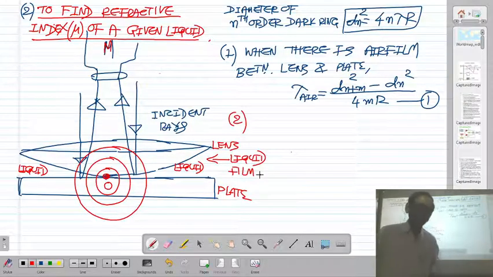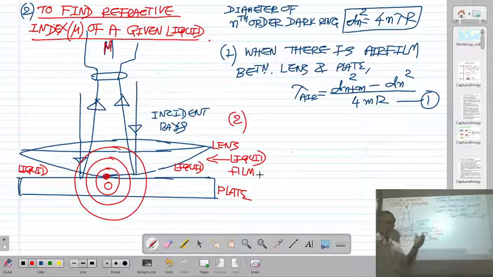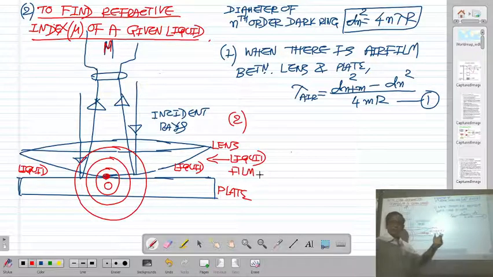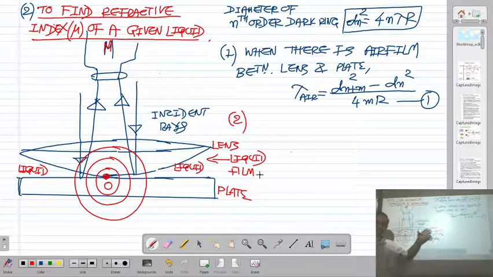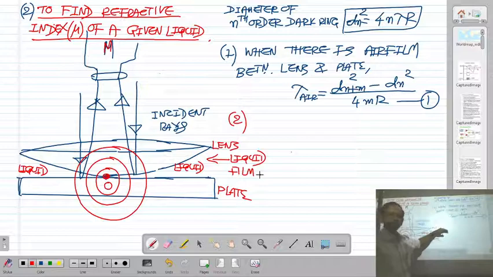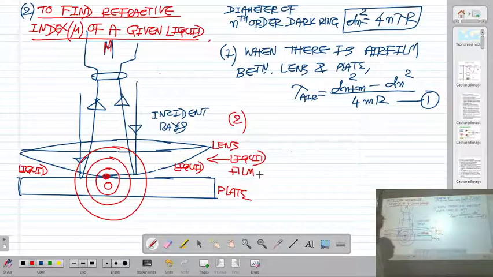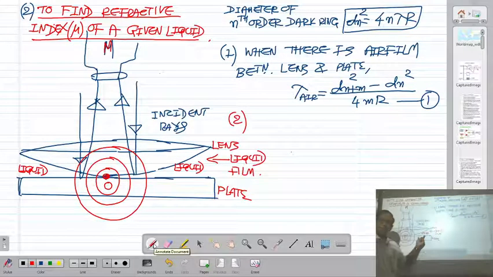Suppose you are given glycerin. You put some glycerin on the optically plane glass plate and then you put a plano convex lens on the glass plate on which glycerin is kept. A thin film of glycerin is formed between lens and plate. Now when instead of air film, a thin film of water or glycerin is formed between lens and plate, the diameter of the rings is going to change. So when you put the liquid between lens and plate, a liquid film is formed and the diameter of the rings is going to change.